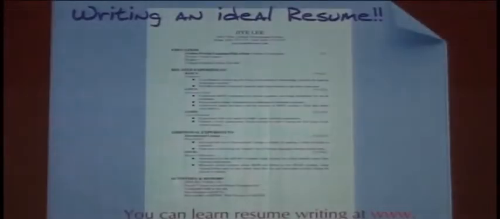And I also did ideal resume writing. If you are curious and want to learn about writing a resume, you can go to www.korea.fsu.edu. It is at the Florida State University Korea Center, and you can get tons of Korea-related information there.